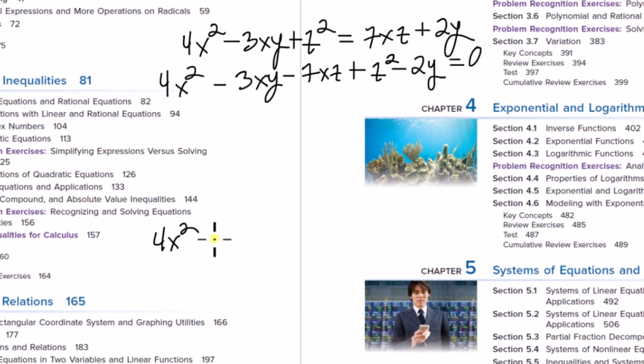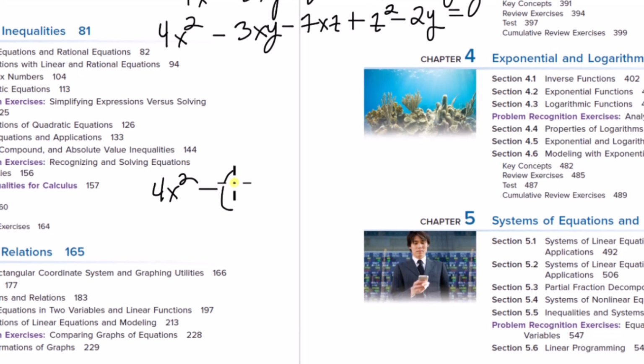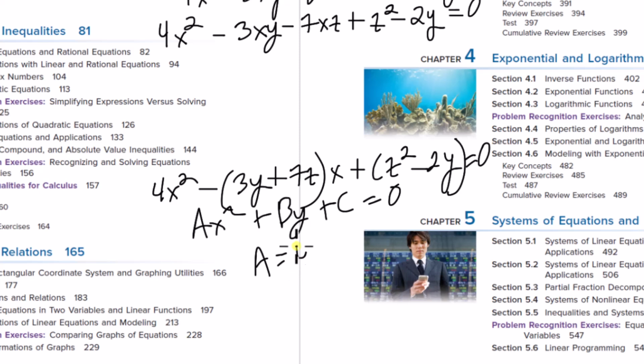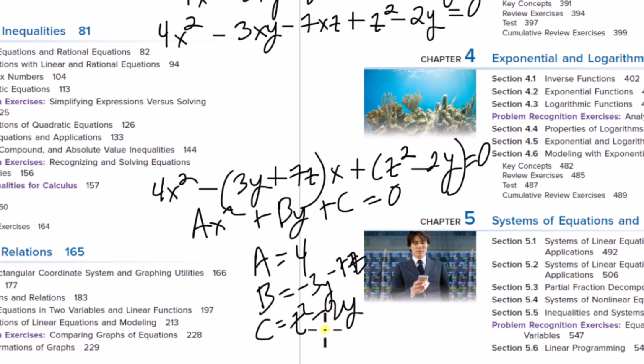So let's do this. We've got 4x squared, and let's leave a minus out, and we've got 3y plus 7z, and then x, and then plus z squared minus 2y. Now with this, we can see the general form here: ax squared plus bx plus c is equal to 0. So we can see that a is equal to 4, b is equal to minus 3y minus 7z, and c is equal to z squared minus 2y. We could apply the quadratic formula.